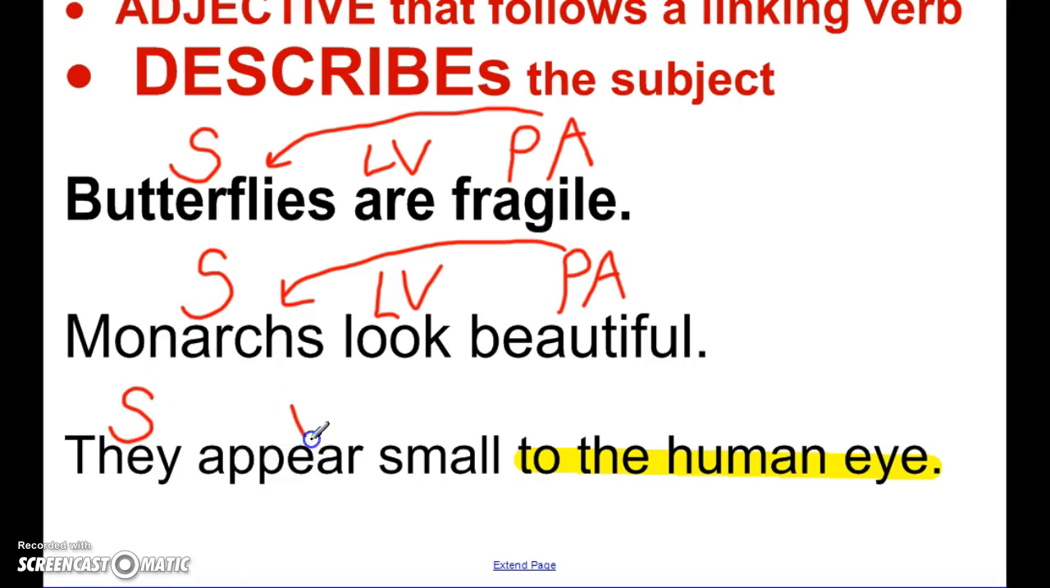Appear is a verb. I want to think, is it an action or is it used as a linking verb? The action of magically appearing before me. They appear small. Doesn't sound like it's going to magically just appear in front of us. It sounds like it's describing how they look. So that's a predicate adjective. They appear small. Goes back and describes the subject.